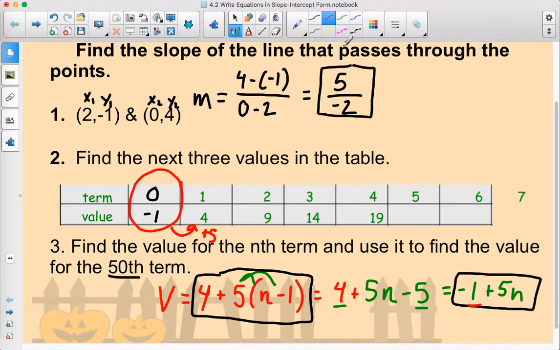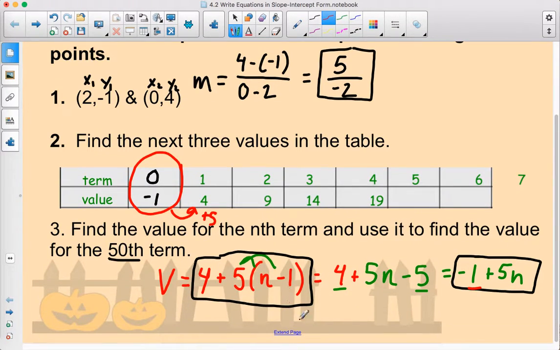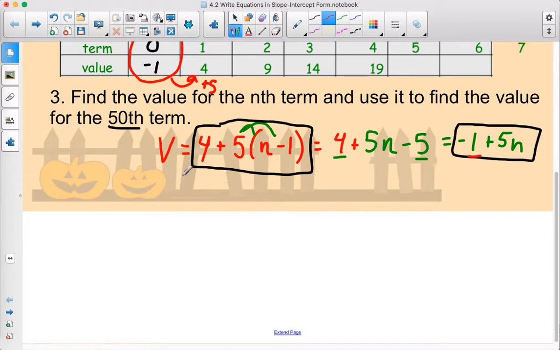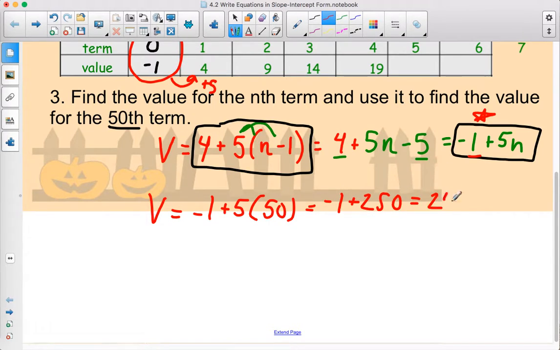The last question was what would be the value of the 50th term? So all I need to do is plug in 50 for n. Let's do it for this one, which is simplified. The value would equal negative 1 plus 5 times 50, which is negative 1 plus 250. So the value of the 50th term would have been 249. There you go. That's what's called an arithmetic sequence.